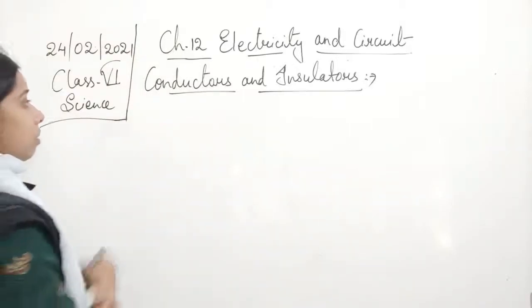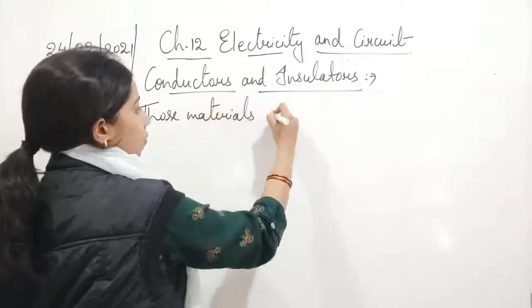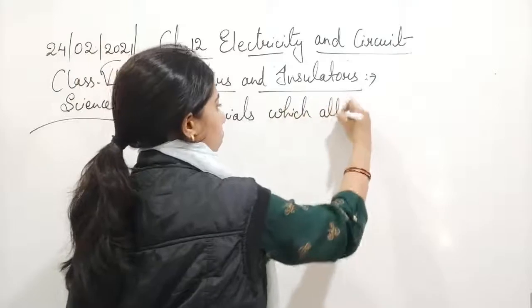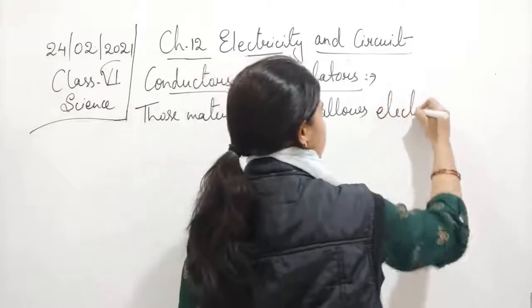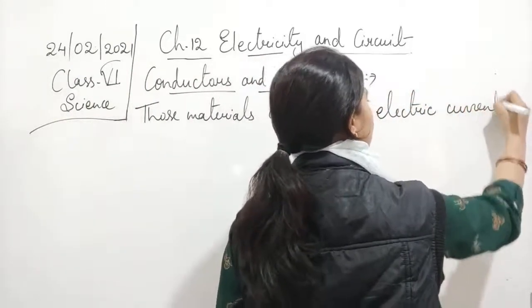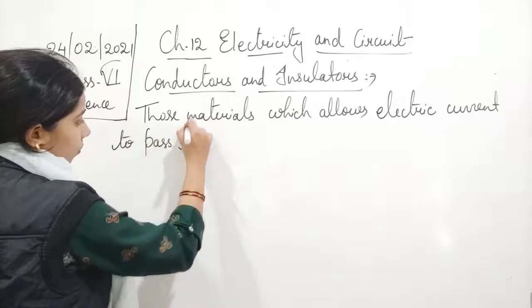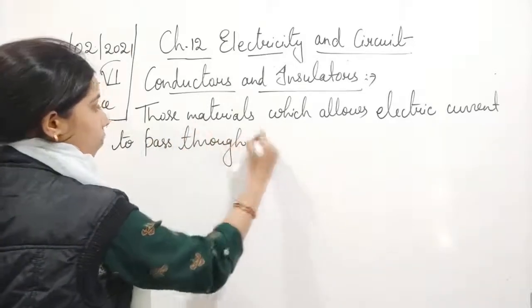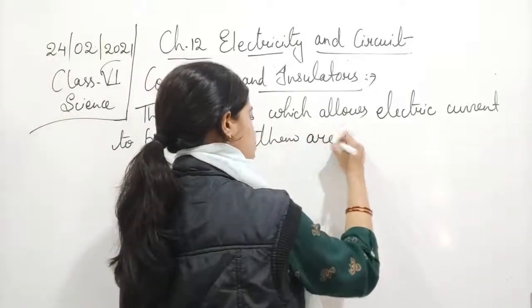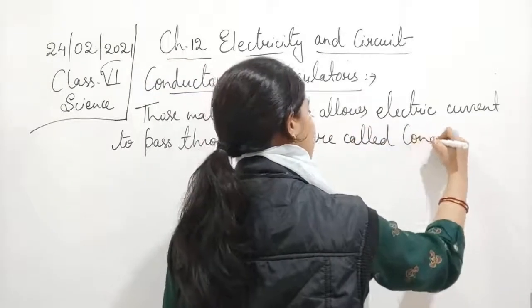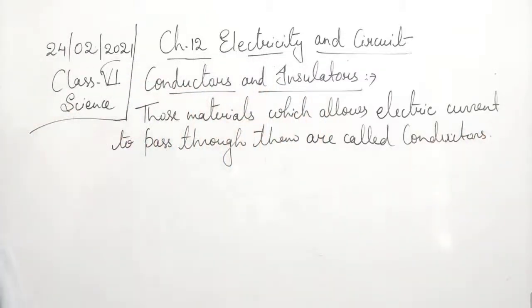So those materials which allow electric current to pass through them are called conductors. Okay.